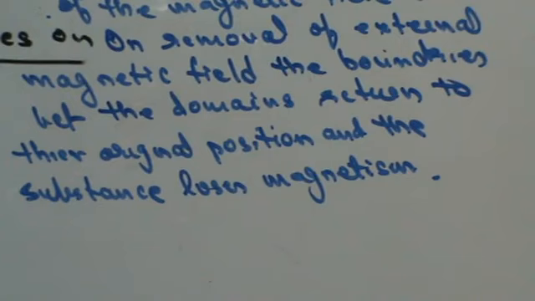Instead of placing it in a weak field, if I were to place it in an extremely strong external magnetic field, then the domains would be permanently aligned in the same direction and therefore the substance would acquire permanent magnetization. Fine, do you get this? Simply, if you want, I'll write it down and give it to you.